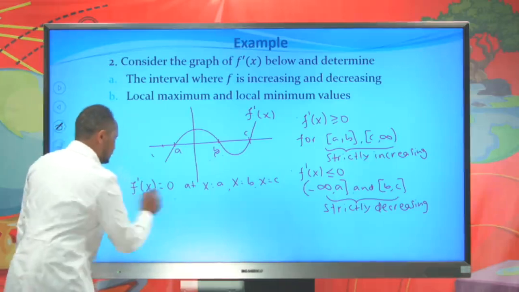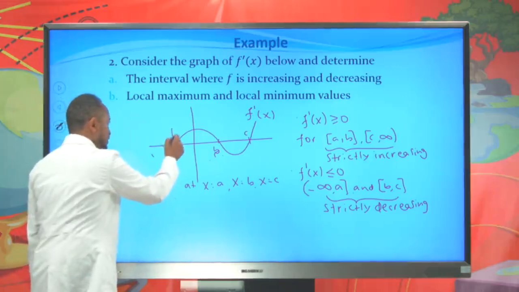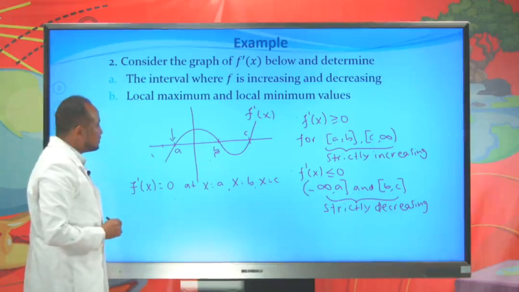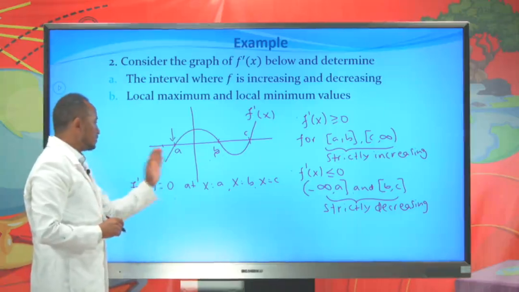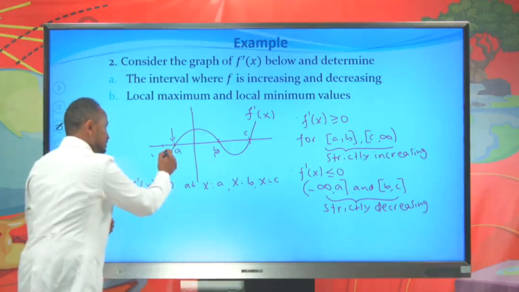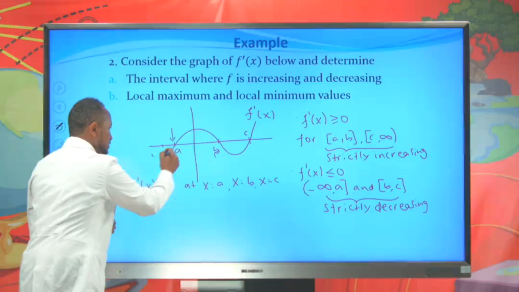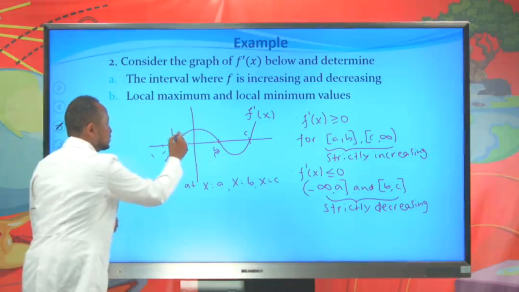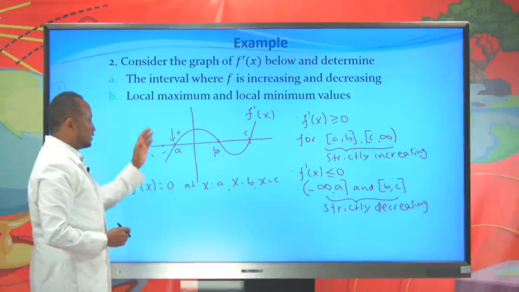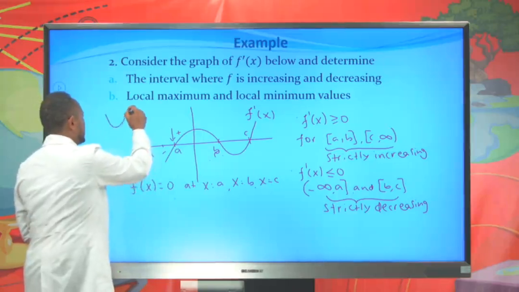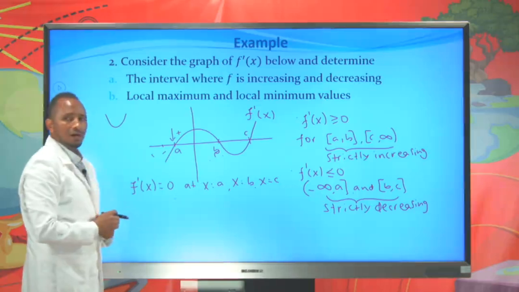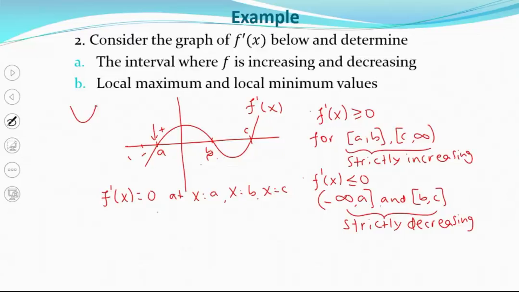So at this critical number, the derivative is changing its sign. This one is below the x-axis, so its derivative is negative. That means it's changing sign from negative to positive. If the sign changes from negative to positive, like this, then this point is a local minimum point. Therefore, f of a is a local minimum.